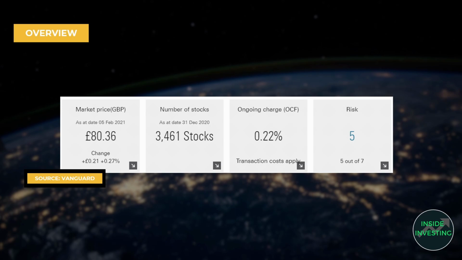The risk is 5 out of 7, where 1 is very low risk and 7 is very high risk. So this is somewhere around the middle, a little bit on the higher risk side, but mainly because this one is spread around the whole globe. There are companies included throughout the whole globe. We see the risk of this share, from our perspective, to be a very good investment in your portfolio.